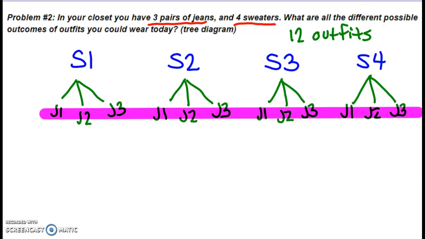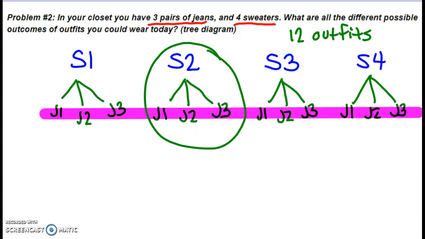You could also be asked what the probability is of you wearing sweater number 2, in which case you would look at the 3 options here that you wear sweater number 2, and so it would be 3 out of the 12 different outfits, or 1/4 of the outfits.